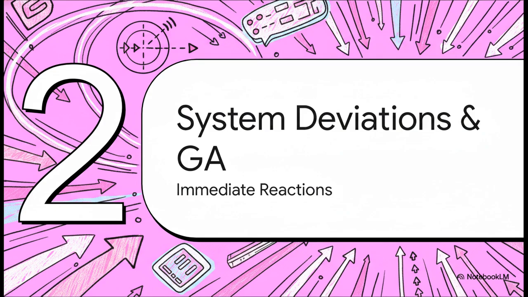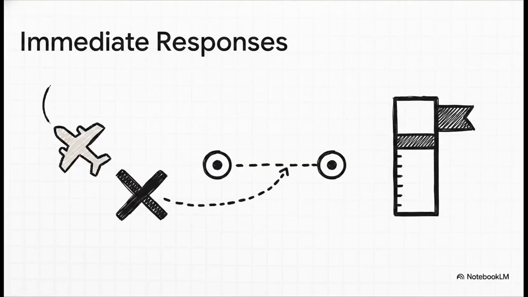Section 2. System deviations and GA button. Immediate system reactions. Boom. The moment you activate the missed approach, your current approach is instantly canceled. The FMS automatically sequences beyond the end of approach, or EOA, gap, and that's what allows for normal leg sequencing after passing your missed approach point.